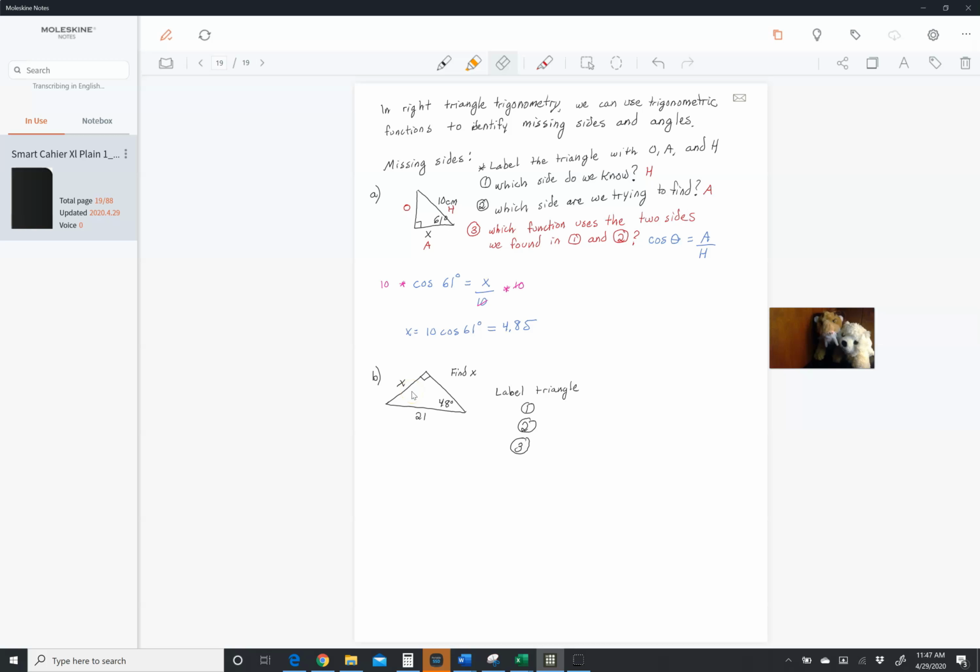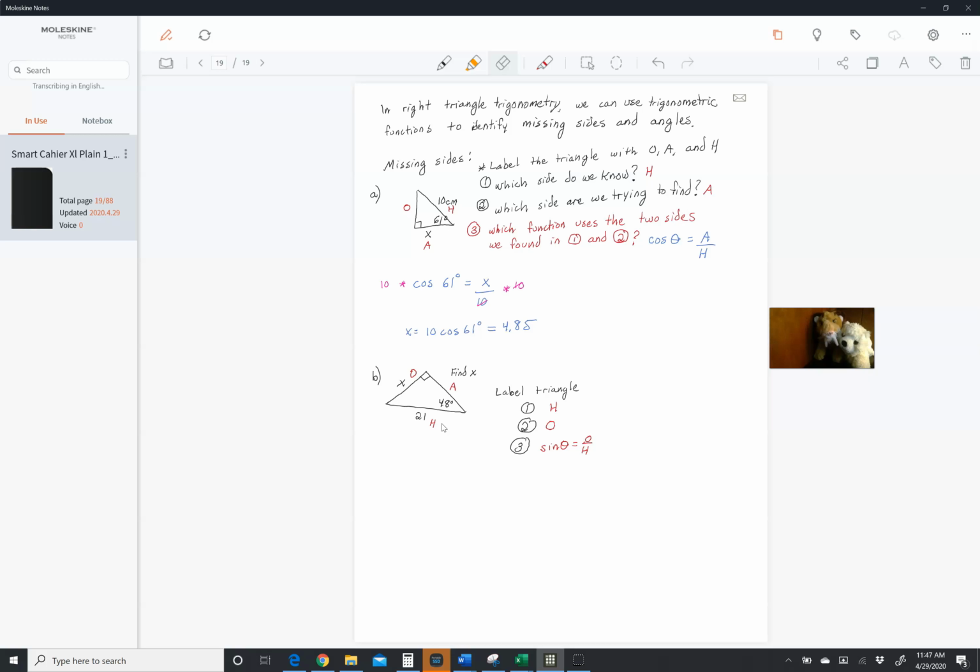So if we label this, X is the side that's opposite. The 21 is the hypotenuse. And this third side is the adjacent. So what do we know? Which side do we know? We know the hypotenuse again. Which side are we looking for? This time we're looking for the opposite. And which trig function uses opposite and the hypotenuse? Sine. So we answered our 3 questions.